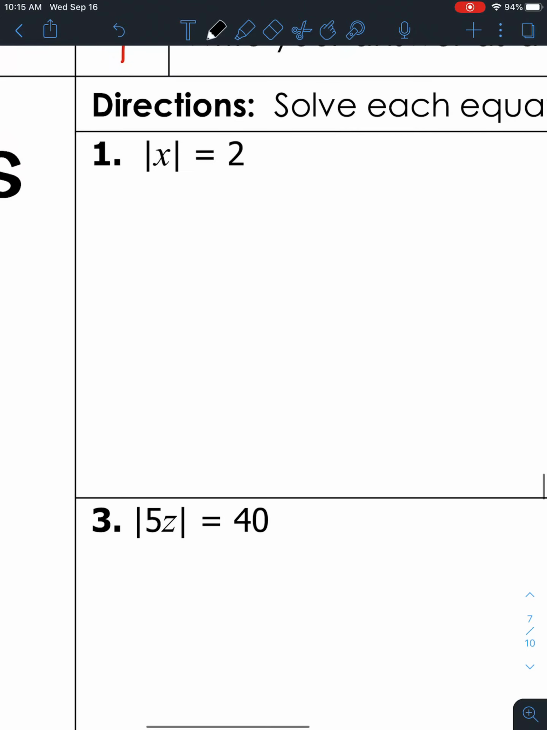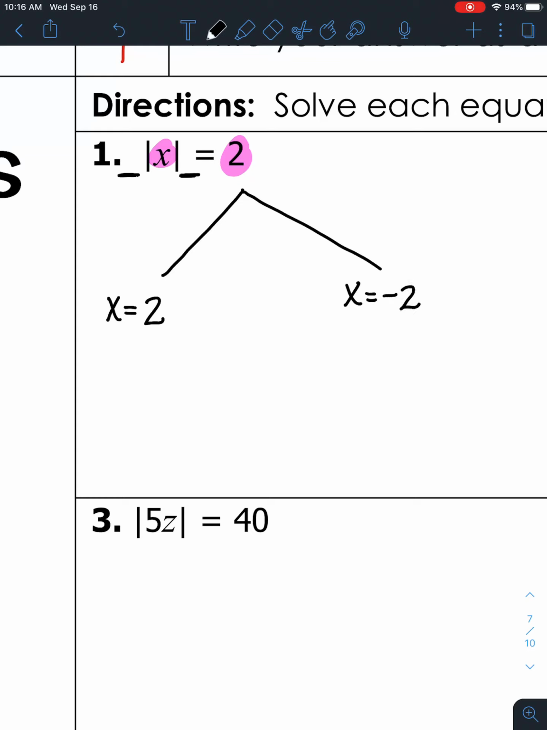Okay, so first step is let's make sure it's isolated. You see outside my absolute value, there is nothing out here. It's all by itself, so we are good to go. Now I can go ahead and make my two equations. I'm going to set the inside, so my x, equal to the positive outside, that's my 2. And I'm going to set my inside again equal to my negative outside, negative 2.